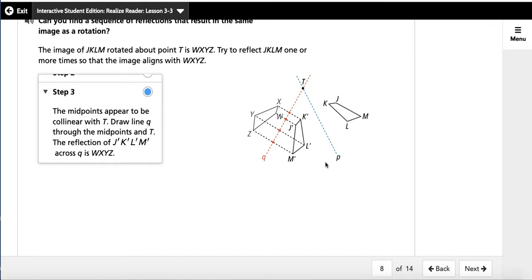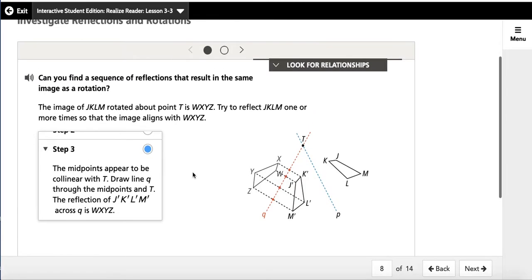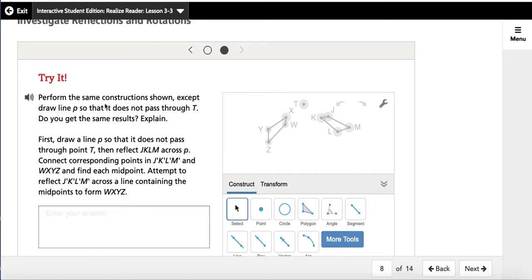It will also work as long as you put the line through T. I'm assuming it will work because they did this work after they had that image. So there was a little work to do there. Now they're wondering, can you perform the same constructions except draw a line P that doesn't go through T and see if you can get the same results?